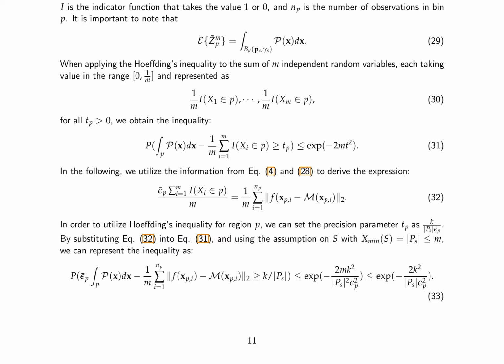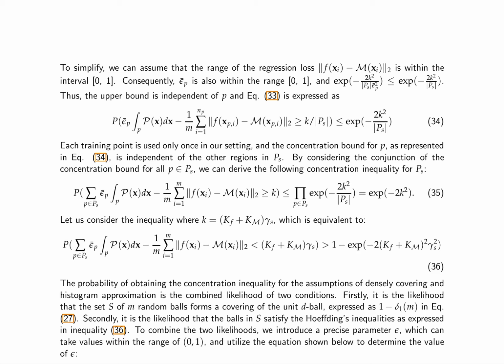They then consider the conjunction of the concentration bound for all P element of P's, deriving the concentration inequality for P's in EQ 35. By considering the inequality where K equals Kf plus Km, gamma S, the authors obtain EQ 36, which is equivalent to the probability of obtaining the concentration inequality for the assumptions of densely covering and histogram approximation.